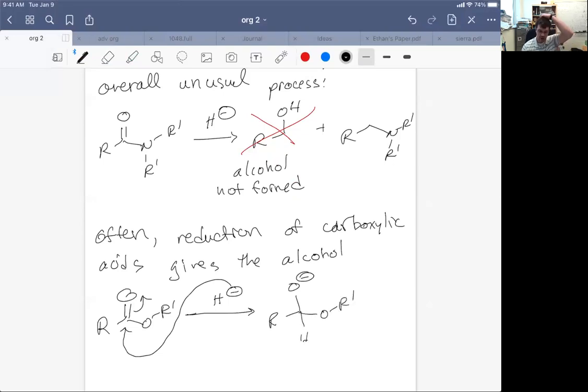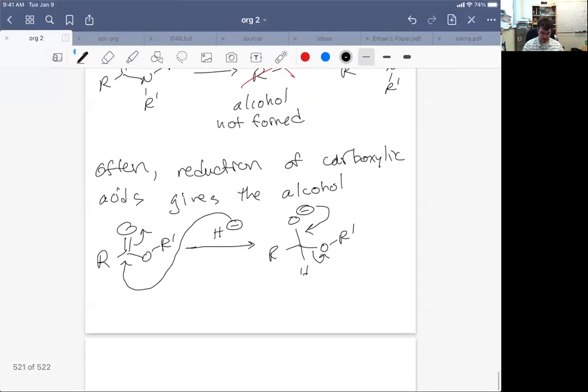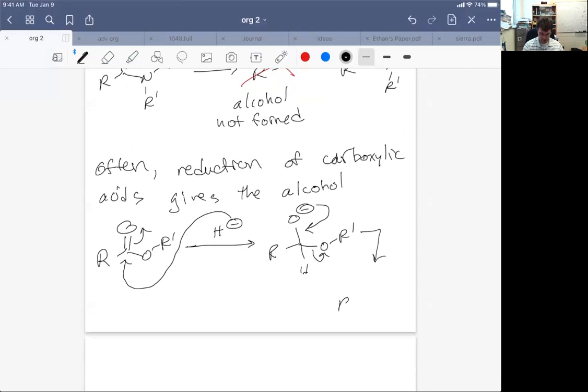Now here's the thing, the O- can now come down and kick out O-. This is a favorable process. Previously, that wasn't favorable because we would have to kick out nitrogen. Nitrogen's not that good of a leaving group under normal conditions. So the oxygen serves as a good leaving group. That's going to give us an aldehyde in this case. Previously, with amides, we formed imines. Here we're forming an aldehyde.